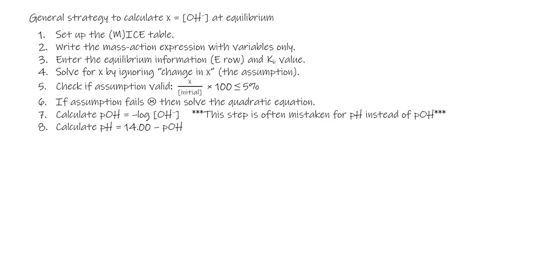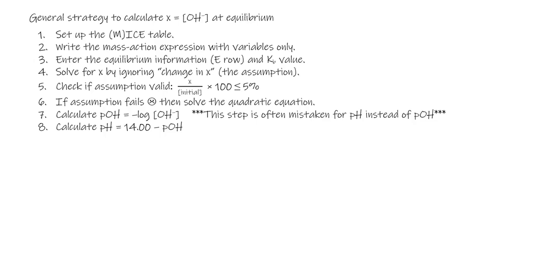The general strategy to calculate the molarity of hydroxide at equilibrium is the same as what we've used previously. Set up the mice table, write the mass action expression, solve for x using the assumption, check the assumption, and use the quadratic equation if the assumption fails.